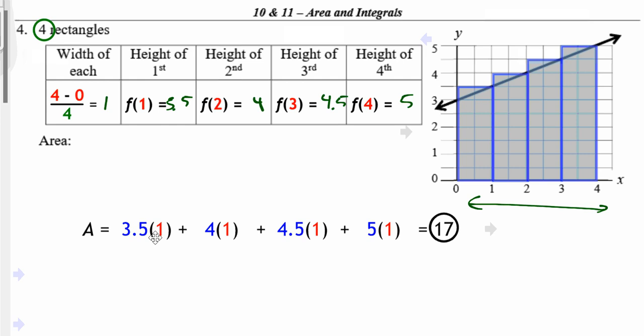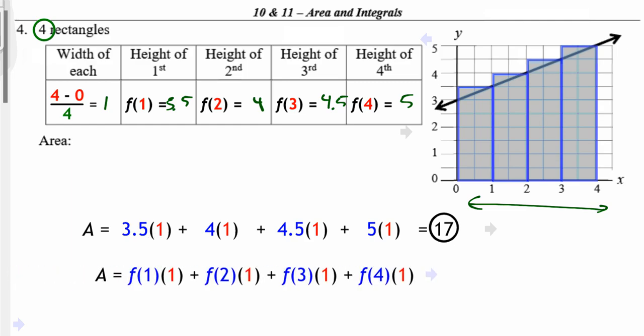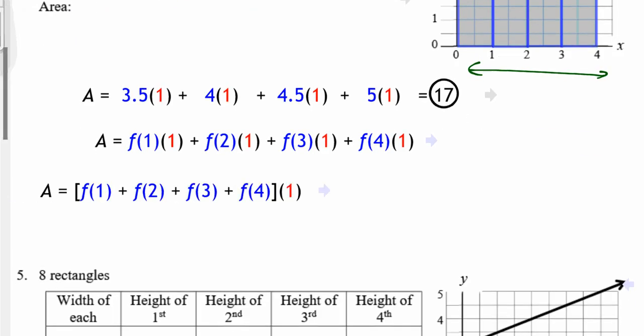But again, let's think formula. Where did this 3.5 come from? That was f of 1. So we have f of 1 times the width, f of 2 times the width, and then 3, 4, and so on. And again, like we did previously, I could factor that width out.